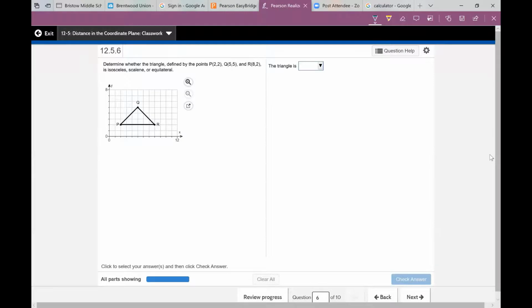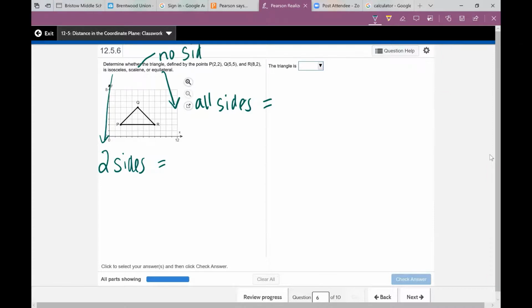But let's decide what those words mean. So if you have forgotten, equilateral means all sides equal. So all three of the sides are equal. Isosceles means two sides are equal. And scalene means no sides are equal. So we have to figure out if any of these sides are equal to each other. So to do that, we're going to need to make a right triangle. And if you look, I can just cut this right down the middle, and it will form two right triangles. All I need to do is count one of them to figure out if this is isosceles, scalene, or equilateral.